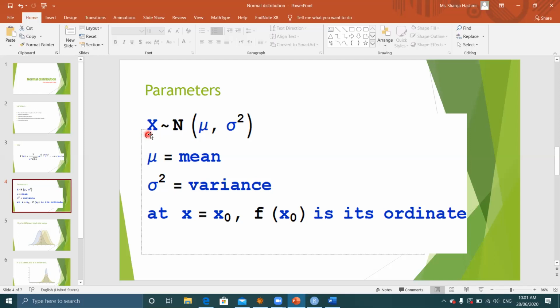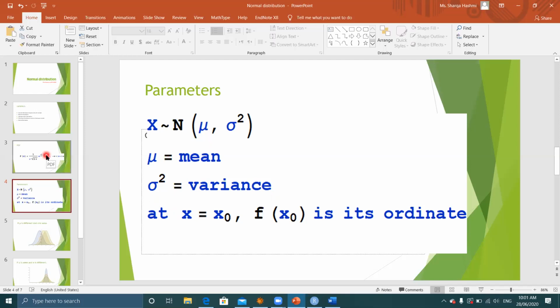So we are talking about the random variable, so it should be in capital uppercase. So X follows normal distribution with mean mu and variance sigma square. So this is the normal distribution.